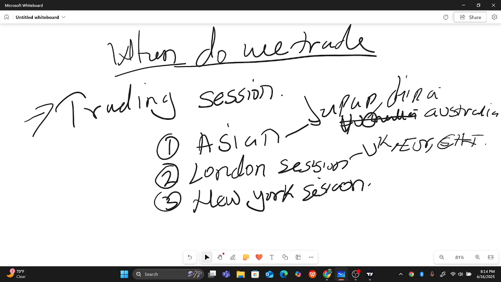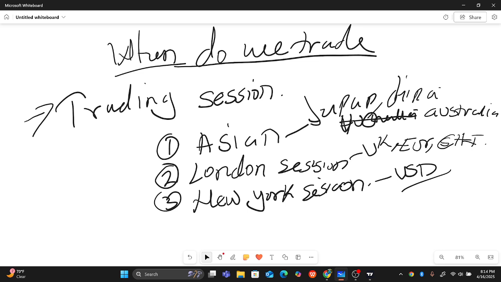And New York, this is about the US and USD. This is the home of the New York Stock Exchange, the stock market, where a lot of major banks are. This is where the major banks are.